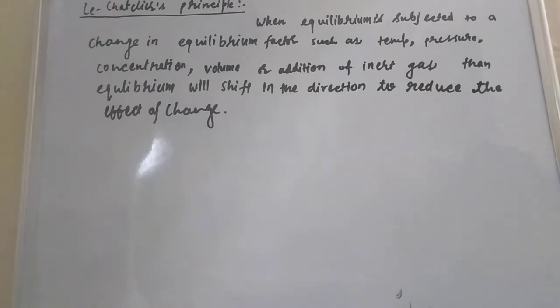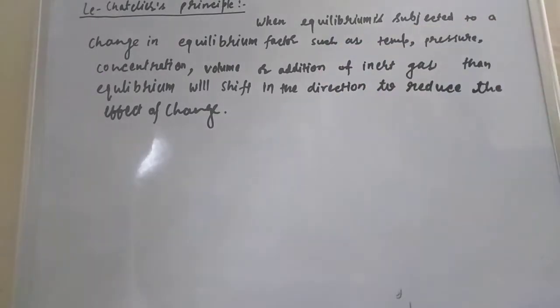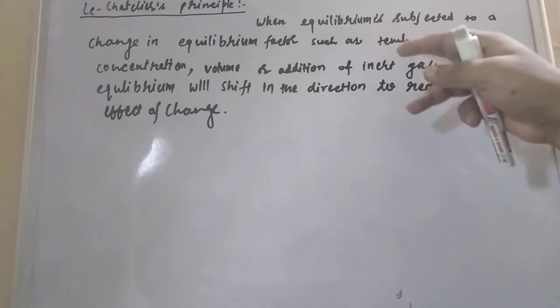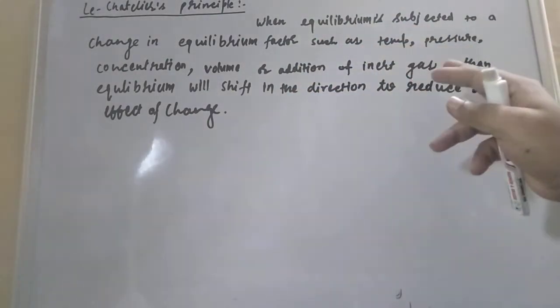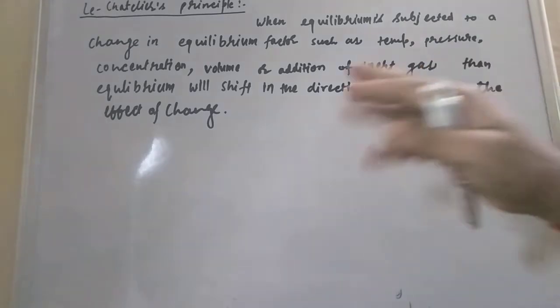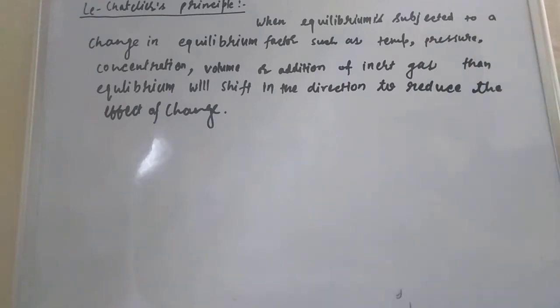What the Le Chatelier principle is saying is written on the board. When equilibrium is subjected to a change in the equilibrium factors, such as temperature, pressure, concentration, volume, or any addition of inert gases, then the equilibrium will shift in that direction to reduce the effect of the change. So, students, what is the meaning of this?